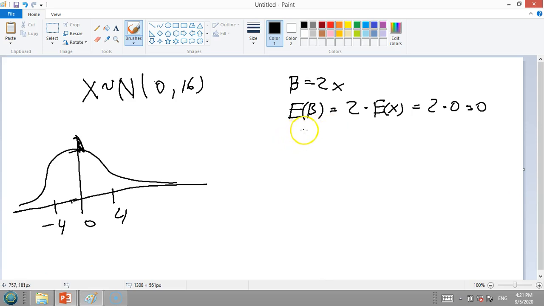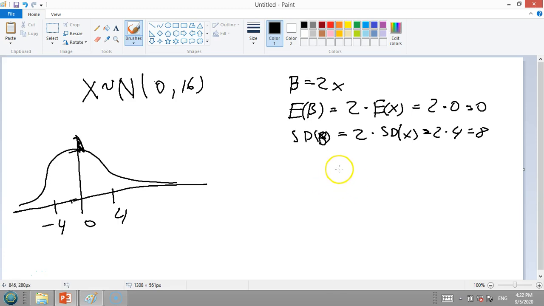What about the variance of X, or the standard deviation of X? Sorry, the standard deviation of B is going to be 2 times the standard deviation of X. Just look at the mean and variance rules. And that's going to be 2 times 4. It's going to be 8.